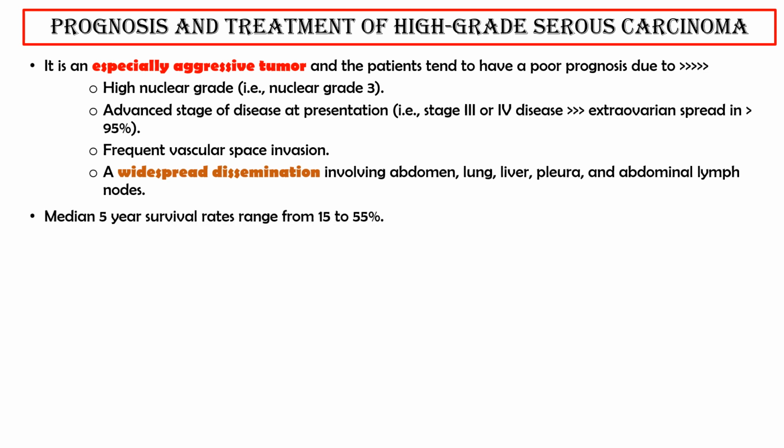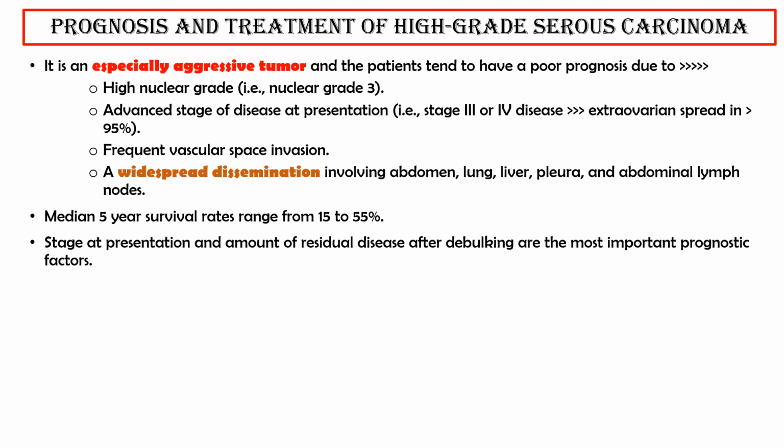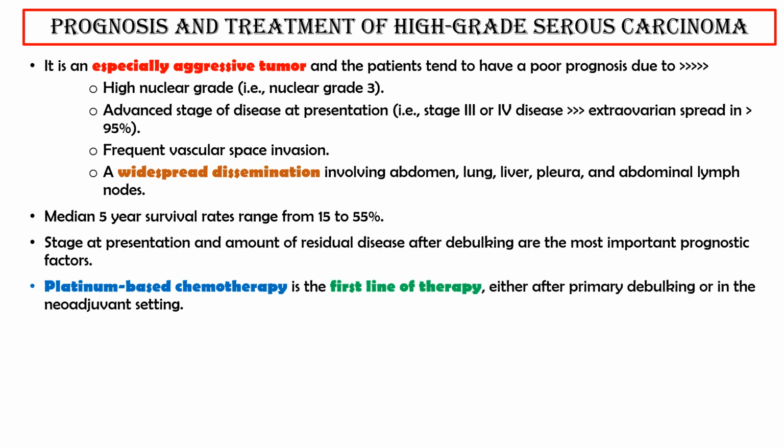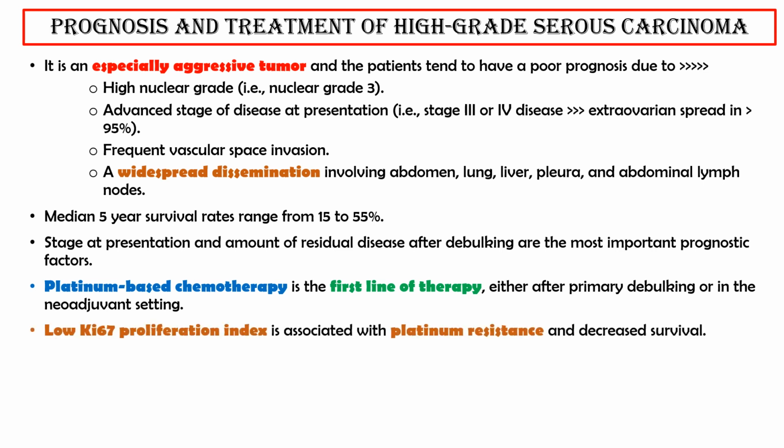Median 5-year survival rates range from 15 to 55%. Stage at presentation and amount of residual disease after debulking are the most important prognostic factors. Platinum-based chemotherapy is the first line of therapy, either after primary debulking or in the neoadjuvant setting. Low Ki-67 proliferation index is associated with platinum resistance and decreased survival. Primary surgical debulking and staging are preferred.